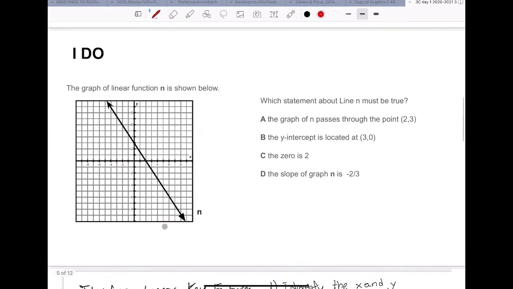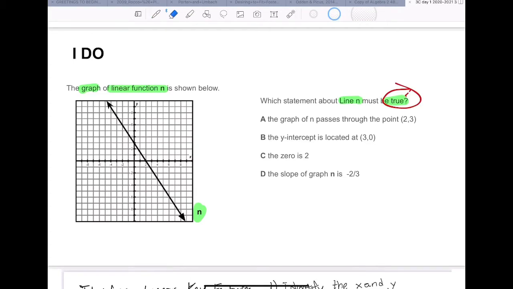So now here's the actual lesson. I'm going to first show you how to annotate the problem and look at important vocabulary. The graph of a linear function n. So I need to go find where n is. Okay, that says it's n. Which statement about line n must be true? I'm going to emphasize true. So I'm going to look at my statements first.